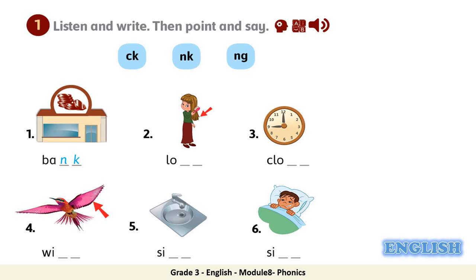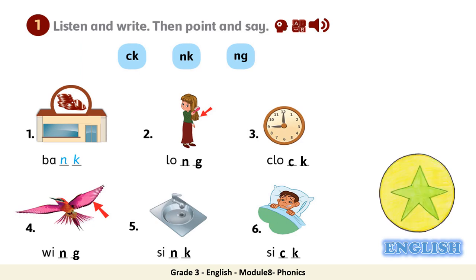Now it's time to check your answers. Number 2, long. NG, excellent. Number 3, clock. CK, well done. Number 4, wing. NG again. Amazing. Number 5, sink. NK. You are brilliant. And number 6, sick. CK. Here's your star. I'm very proud of you.